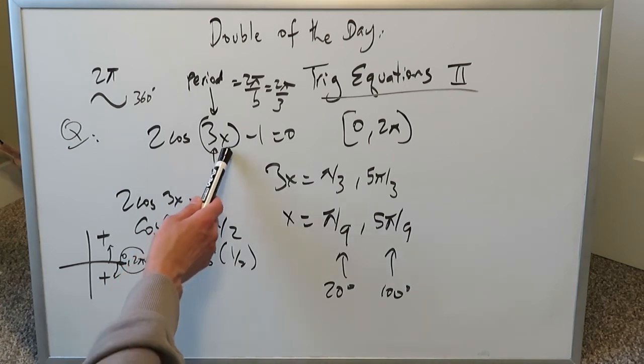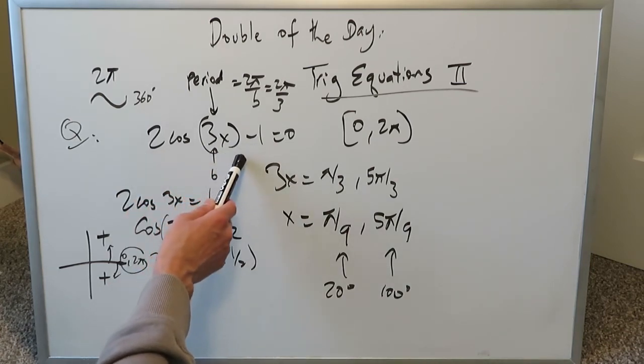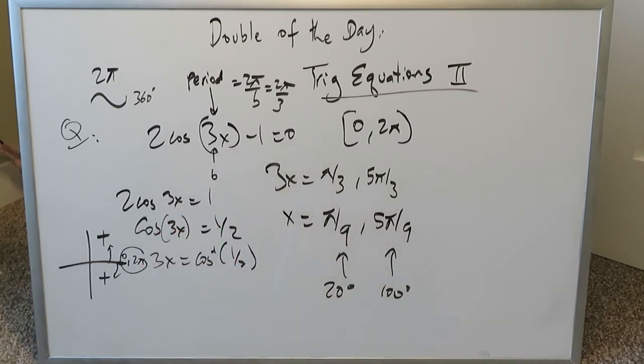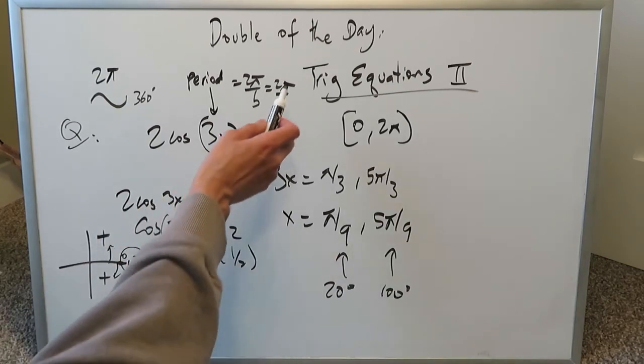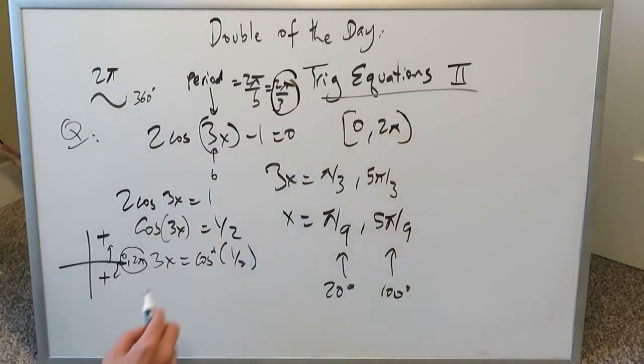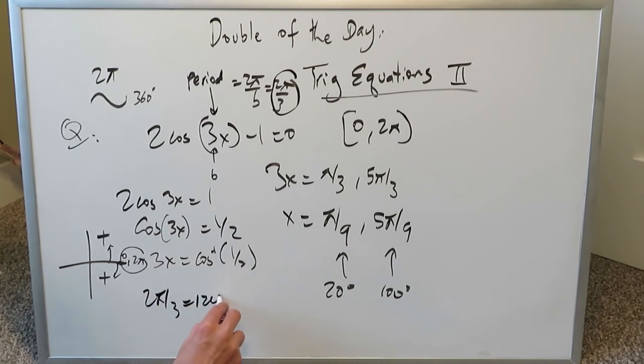If you were to plug 20 in here and 100 in here in place of x, you would easily show that 0 is equal to 0, and these two solutions would be good. But if you want to be a little bit more sophisticated in terms of your answers and the whole presentation here, and you think back to what I said with regards to the period, I said the period was 2 pi over 3, which is equal to 120 degrees.